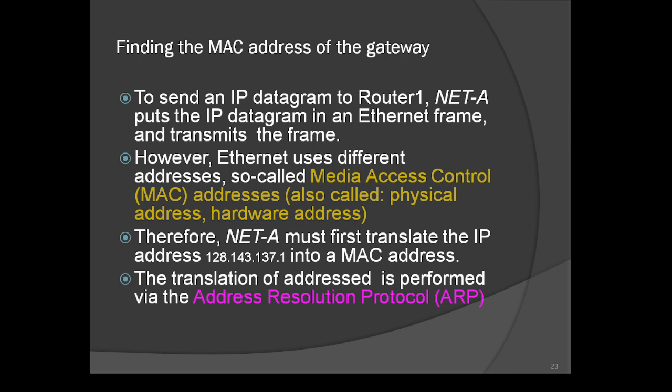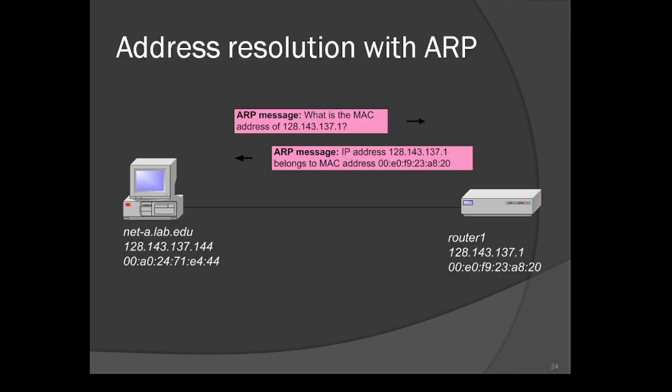Nangyayari yan sa mga switches. The ARP happens mostly on switches. It translates the IP address to the corresponding MAC address. Halimbawa, MAC address 00A02471E444 has a corresponding IP address 128.143.137.144. So basically, the MAC address there is fixed on net A.